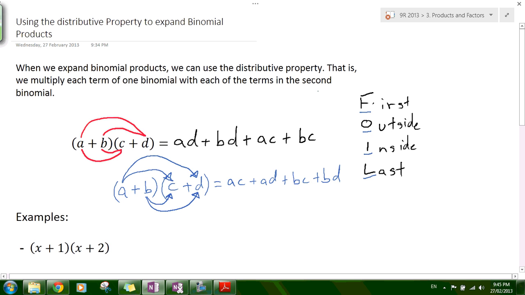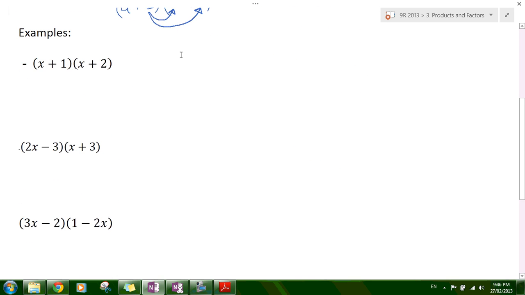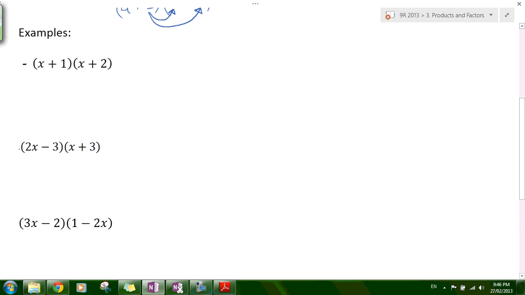So let's have a look at a few examples of expanding binomial products, using the distributive property and then simplifying as well. If we come down and have a look here, I'll draw in arrows on a few of them, and then we'll see how we go. So let me change the color. For this one we say, okay, first, then outside, inside, last. That's our FOIL method. So we have equals x times x, that's x squared.